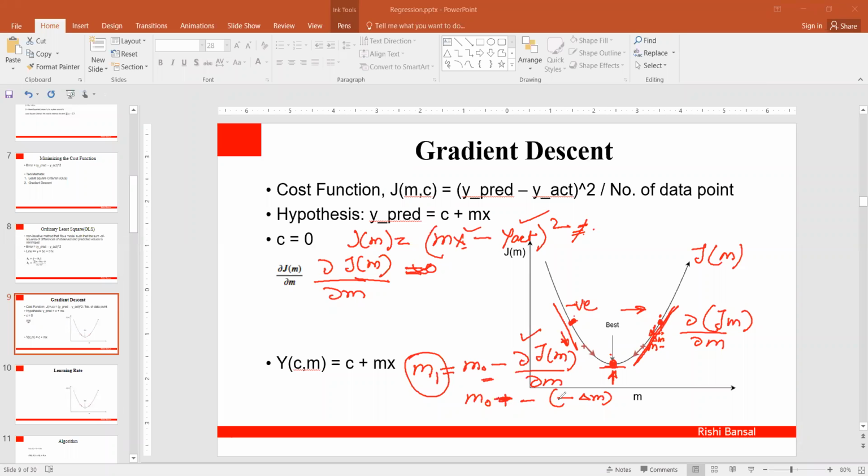What you are doing is adding something to the m0. This point is nothing but your m0. If you add a very minor change in your value, what will happen? You will move towards the right-hand side. If you are already at this point 1, then the slope is positive. Again your point is this m0, and if you minus some positive value from this, it will start moving towards this. Is this clear?